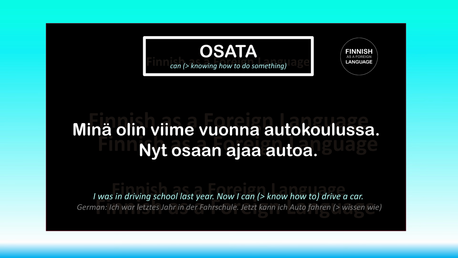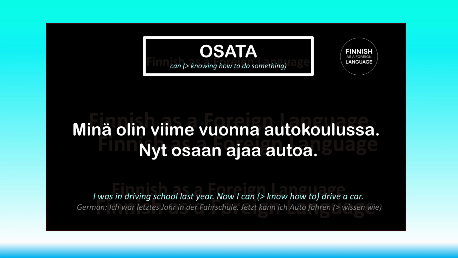Our first one is Minä olin viime vuonna autokoulussa. Nyt osaan ajaa autoa, which means I was in driving school last year. Now I know how to drive a car. So let's go step by step. Olin means I was. It's the first person past tense of the verb olla, which means to be. Viime vuonna means last year. And autokoulussa means in driving school. It's the inessive case of autokoulu. Then nyt means now.